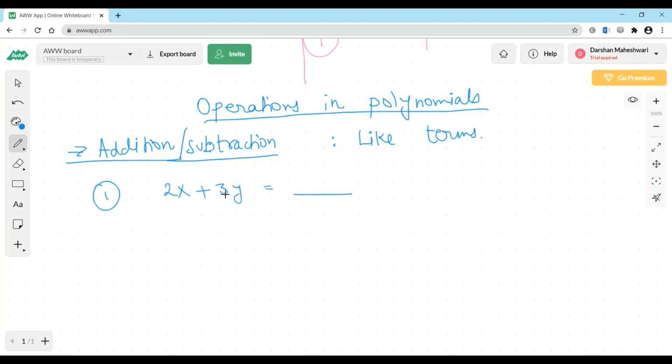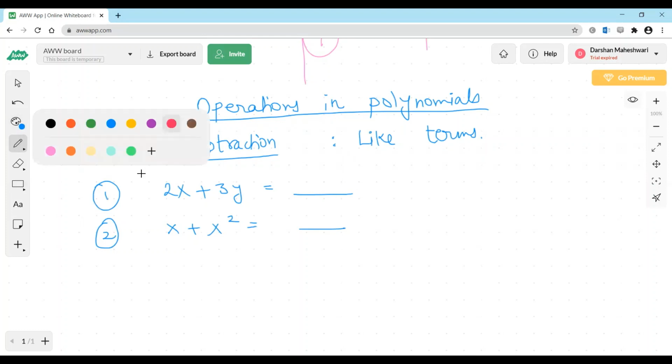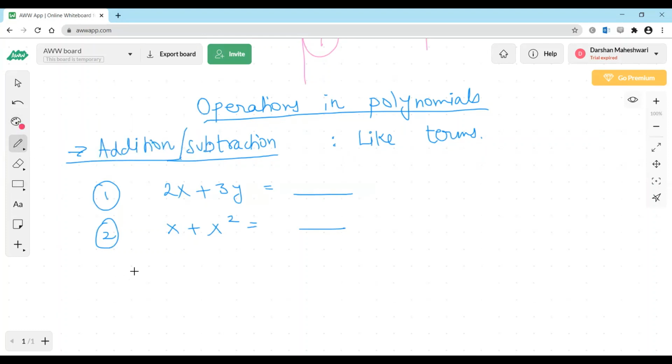You cannot really add it because they are unlike terms. You want to find out the addition between x and x square. Again, not possible because unlike terms. So addition or subtraction is only possible between the like terms. So how does it have to be done? The first example is, let's say you have to add 5x and 2x.